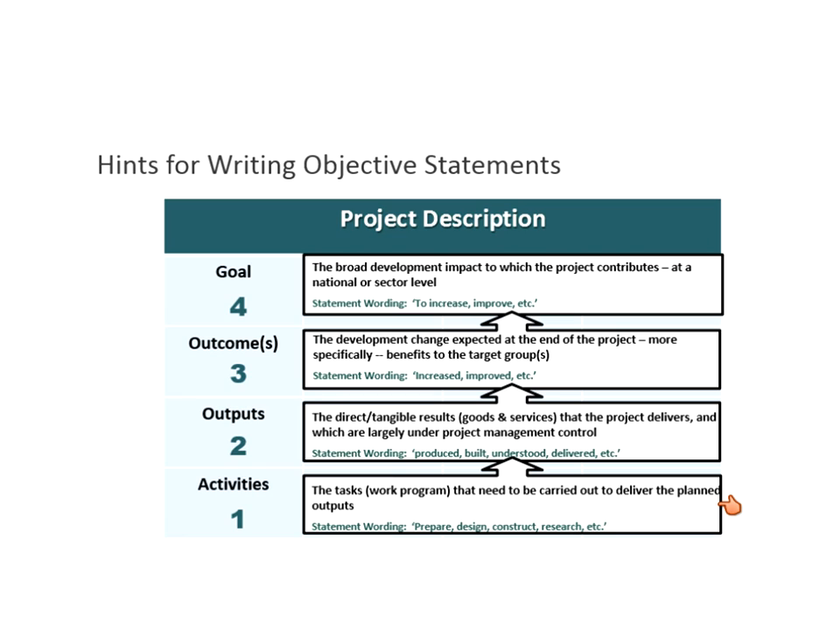Those are atomized types of things that you're doing. And then a group of activities will then result in an output. And the outputs then are the direct tangible results. Often they're goods or services that the project delivers, and which are largely under the project management control.